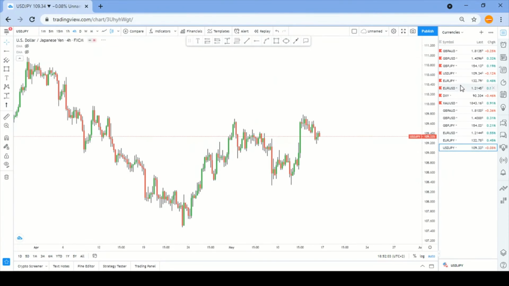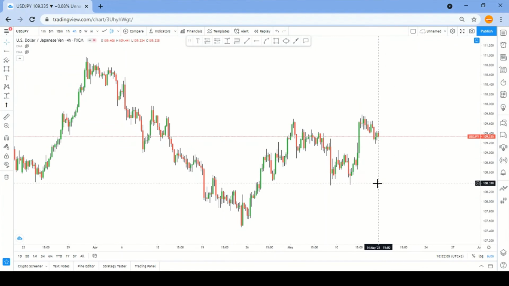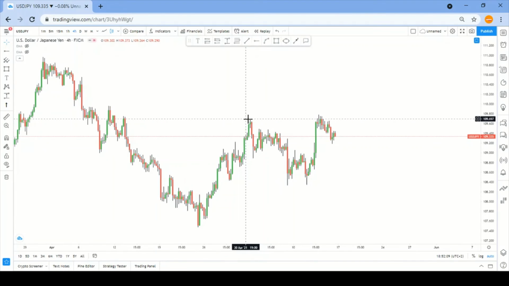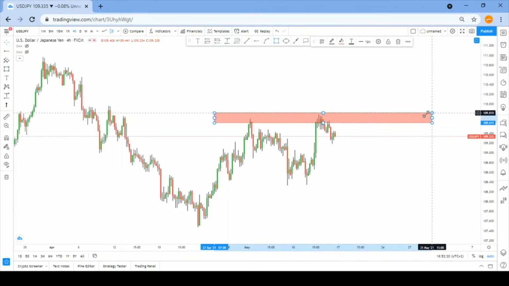USD JPY. I hope this is a beautiful trade that we can potentially take. I can see here to the left we have got resistance, right? So I'm going to take my support and resistance tool, which is basically this box, and I'm going to draw in this little area over here. I can see the market rejected this. Now, how do I know that?